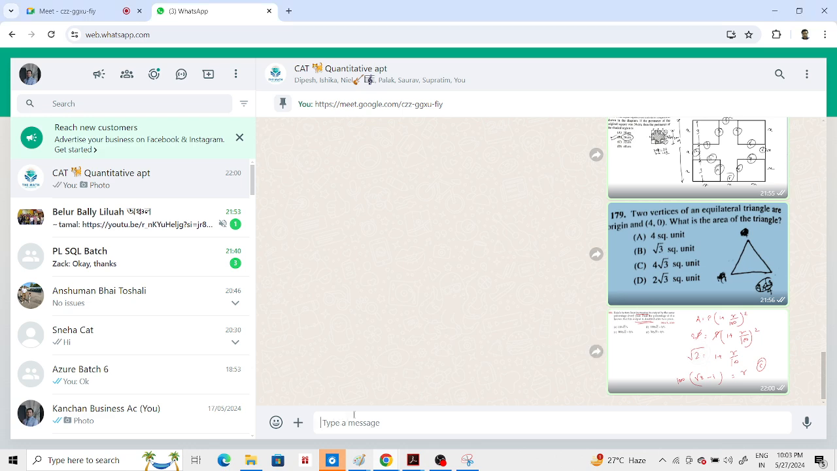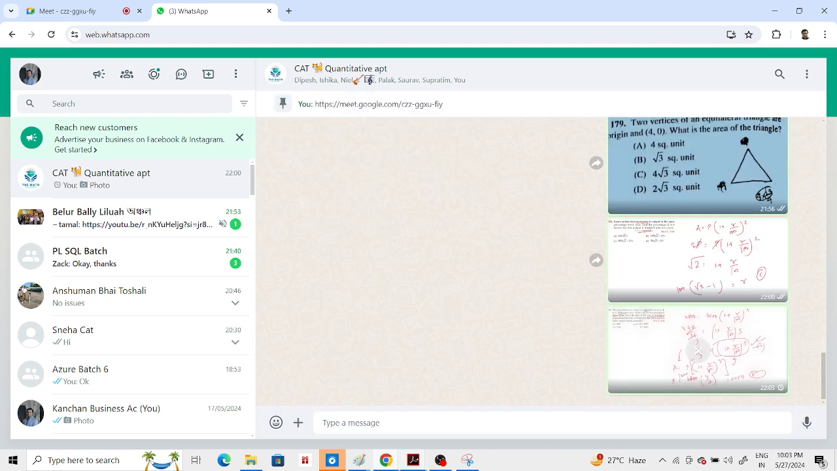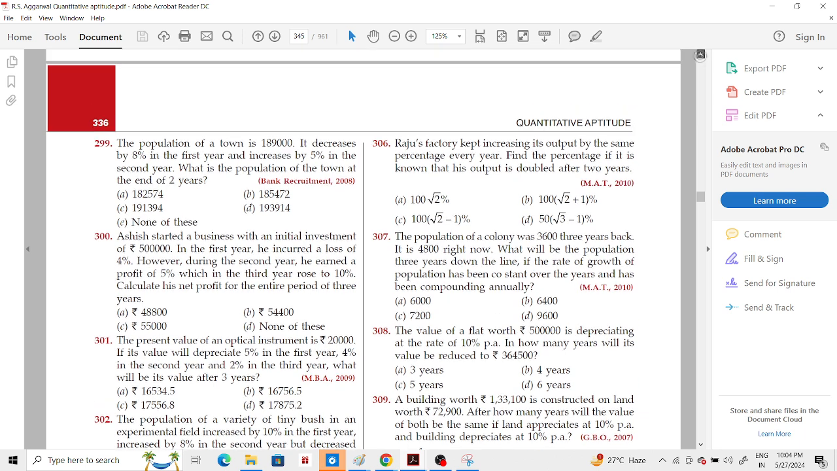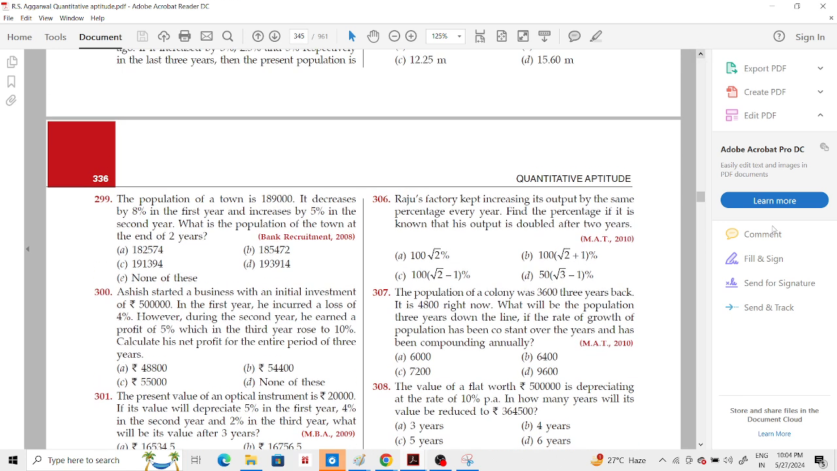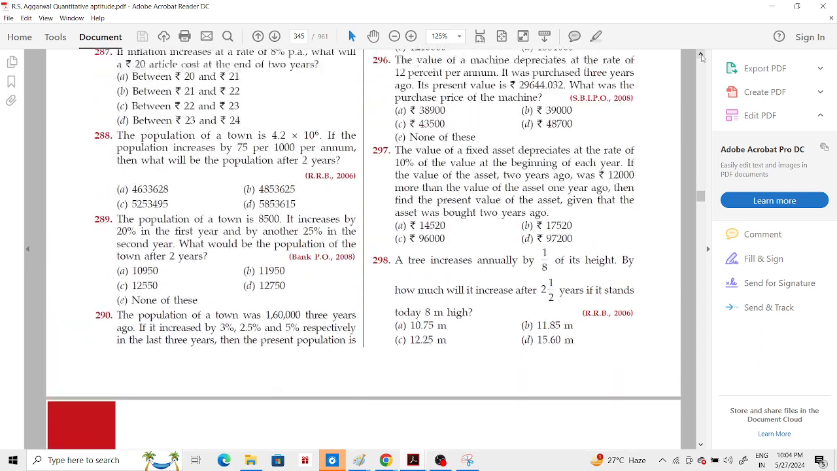Do you understand? Yes, sir. I did the cube. That is why my answer was not coming. How did you do the cube? Tell me. Sir, I did 1 plus r by 100 three times. The cube root is a complicated task. Cube root has a strange rule. My answer was also coming.